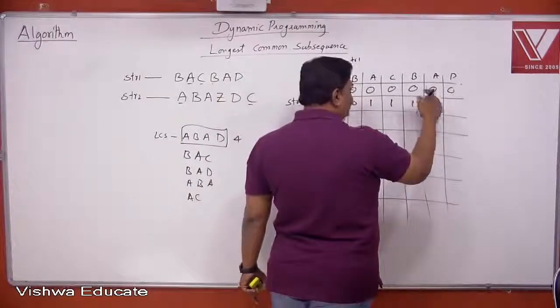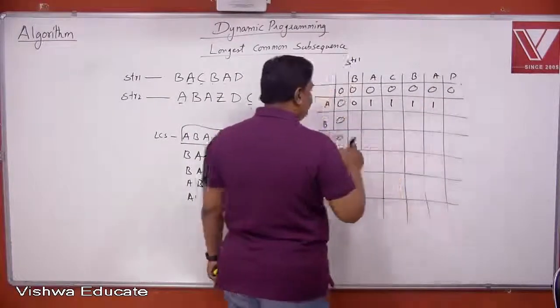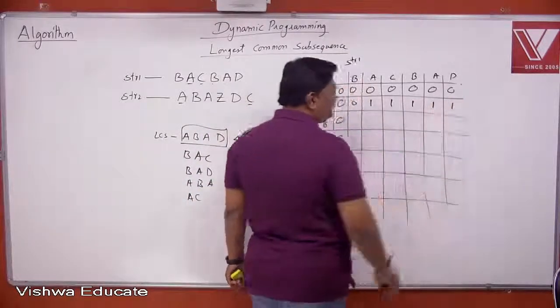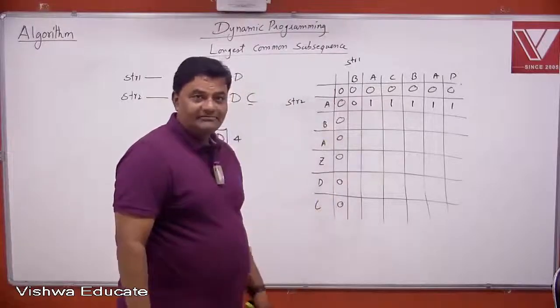So take the diagonal one and add 1 to it. So 1 is added. Then these are not matching, so take the maximum of these two, that is 1. This is how we fill the table.